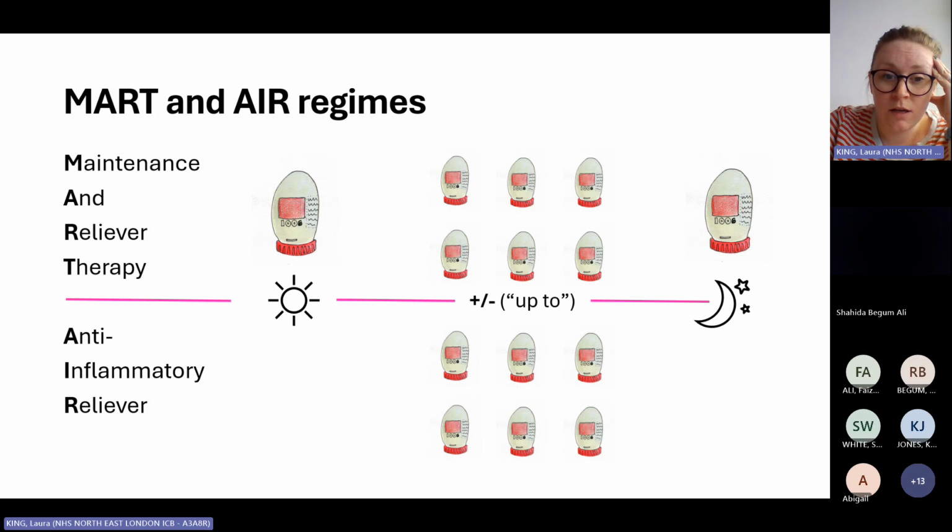Anti-inflammatory reliever therapy, we've just got the up to 6. And, you know, of course, you have children that don't use all 6 or don't use any at all, and that's quite often why we use it. Hopefully that's clear.